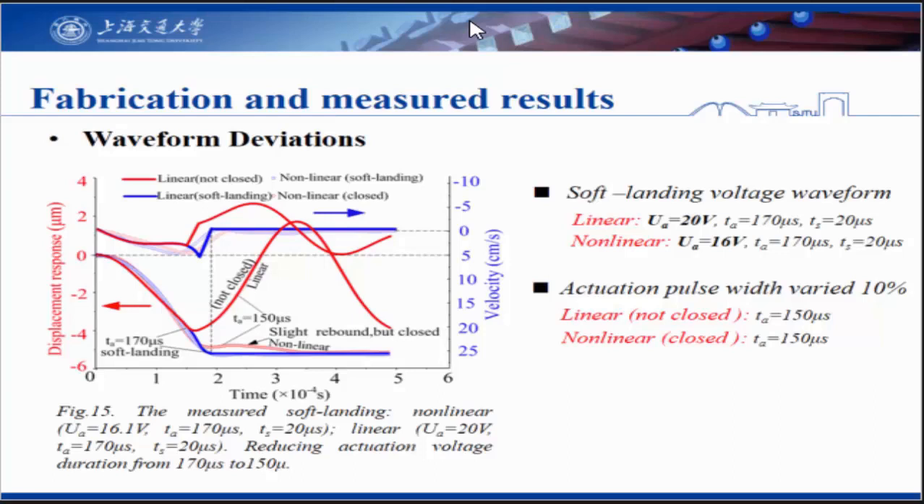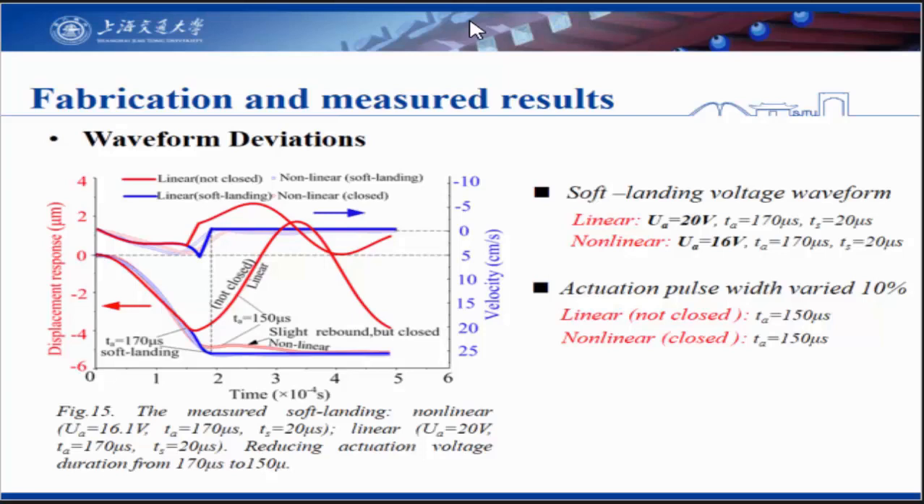it is obvious that the dynamic displacement response shown in the red circle has a slight rebound. But because of the next holding voltage, finally the moving electrode is pulled down and keeps the electrodes closed. But for the linear spring, its deviation from the closing position is obviously larger, which makes the moving electrode not close under the next holding voltage.